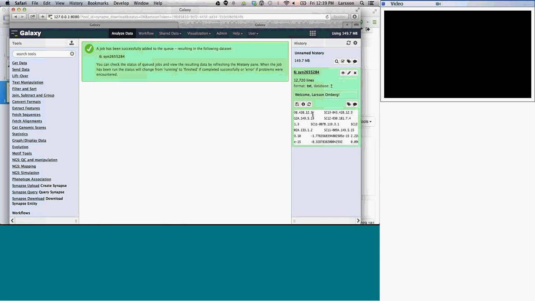Yes, please. So the normalized expression values you just uploaded into Galaxy, those are effectively residuals. They're log2 values. Is that correct? That's correct. Yes, or the residual of the log2 values.